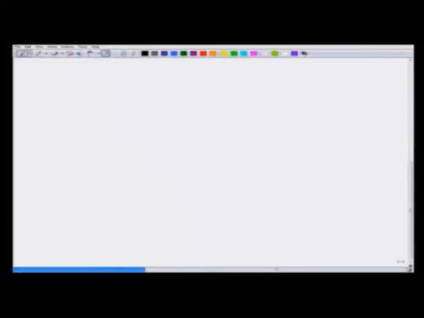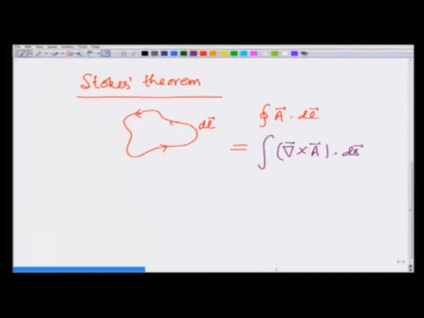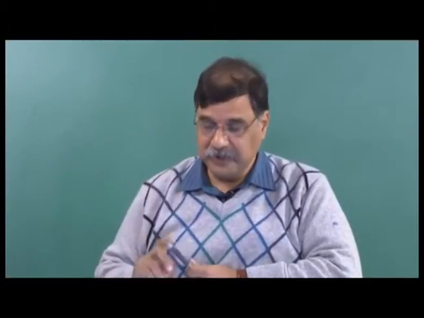Recall that Stokes' theorem relates the line integral of a vector around a closed path, so let us say this is A dot d l, to the surface integral of the curl of this vector, curl of A dot d s, where we take the direction of the surface element according to the right hand convention. That is, if my fingers go around d l, my thumb gives the direction of d s.